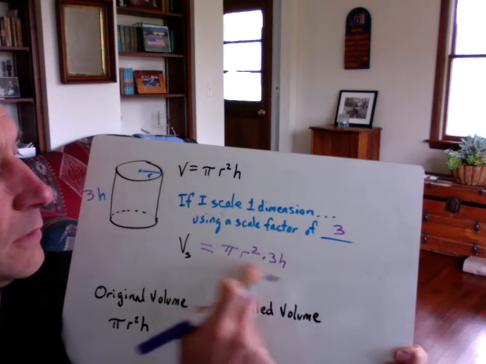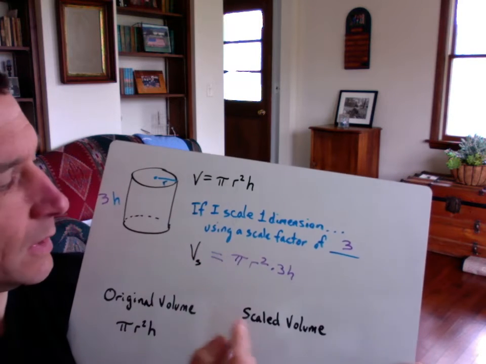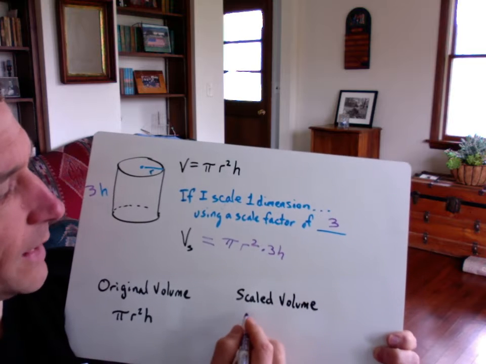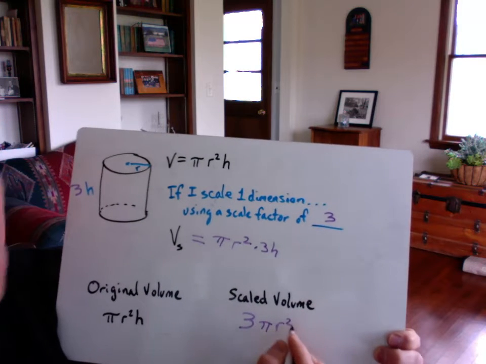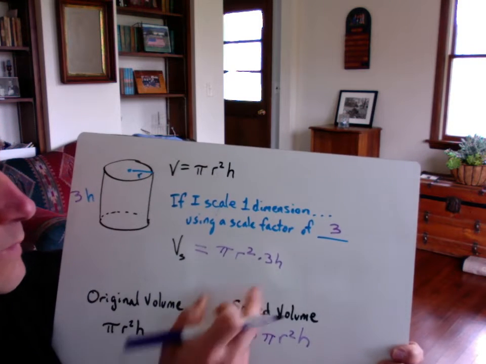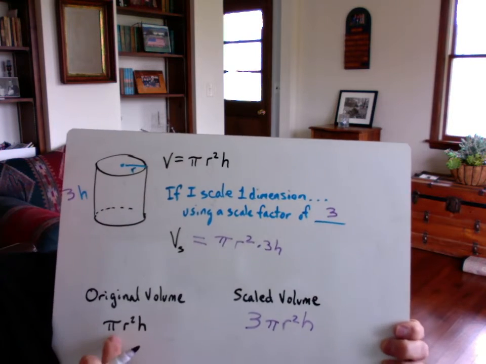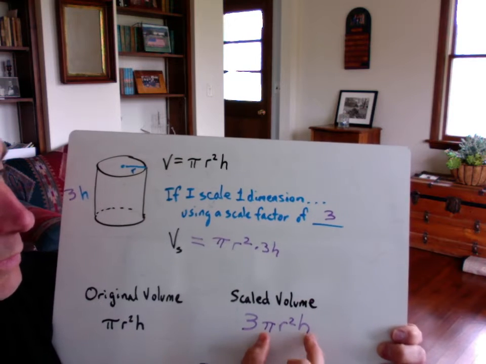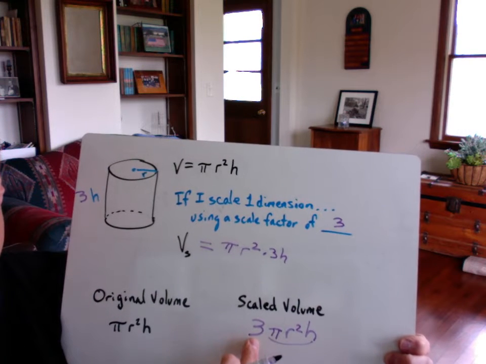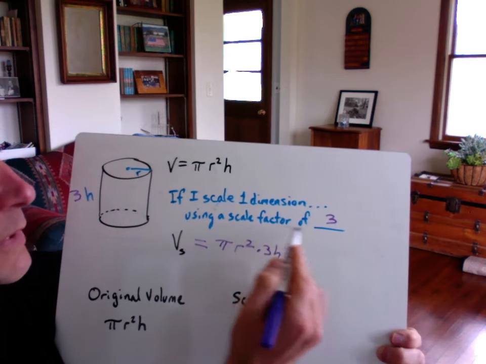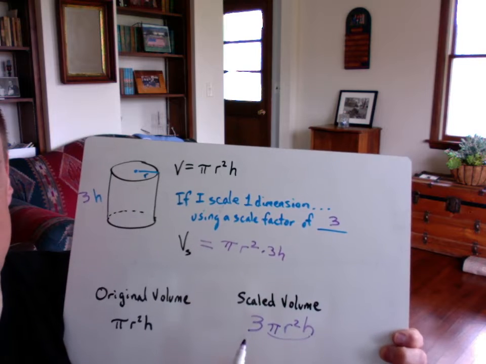If I rearrange these the way that we usually do in math, which is to take coefficients and move those to the beginning, then I can just rearrange this so that the volume is 3 times pi times the r squared times the h. You can see that I've just used the commutative property to rearrange these values. Look at the original volume compared to the scaled volume. You can see that the scaled volume is 3 times as large. If I scale a single dimension, then the new volume will be that scale factor times larger.